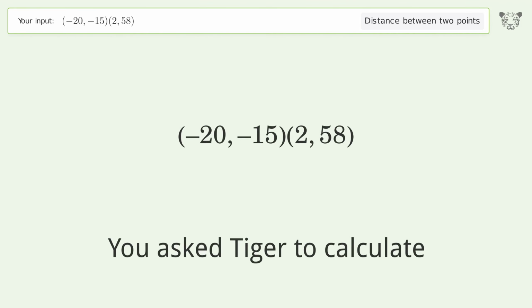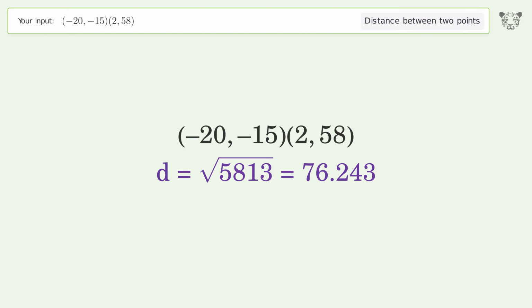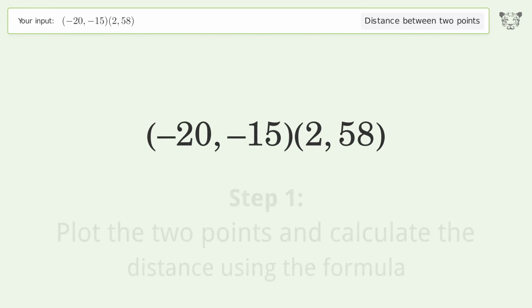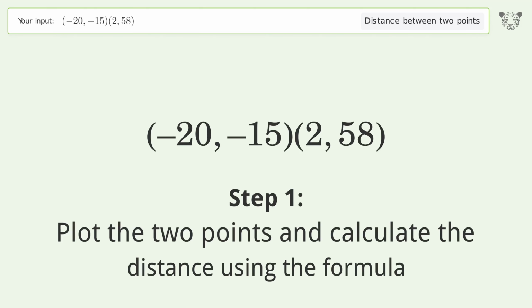You ask Tiger to calculate. This deals with the distance between 2 points. The distance between the 2 points is the square root of 5,813, or 76.243. Let's solve it step by step. Plot the 2 points and calculate the distance using the formula.